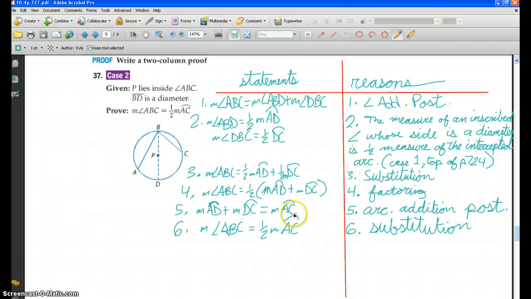So what are we substituting? We're taking half of the measure of arc AC and putting that here. So if I take half of this side of this line, then I have to take half of this side. So what is half of this side equal to? Well, half of the measure of arc AD plus the measure of arc DC is equal to the measure of angle ABC. So I can substitute this in place of this. So I get the measure of angle ABC is equal to half the measure of arc AC.